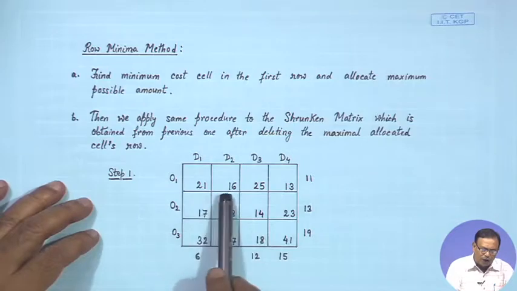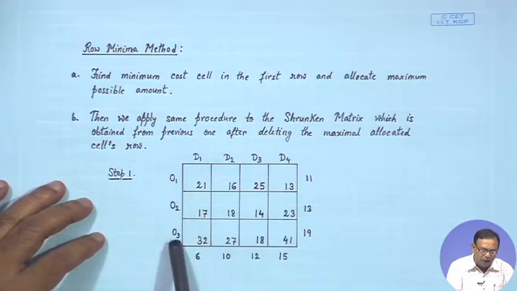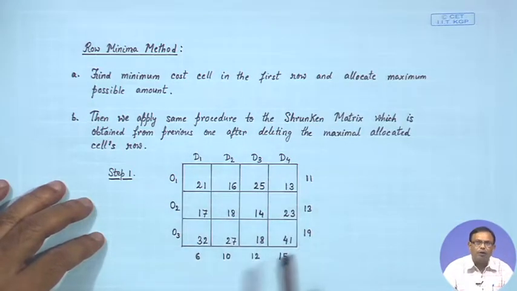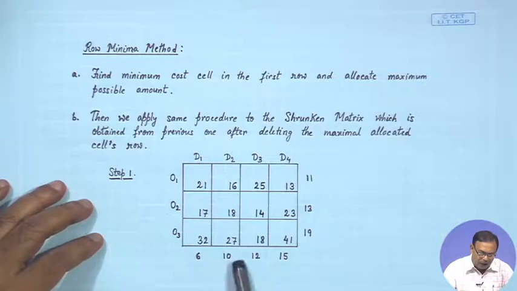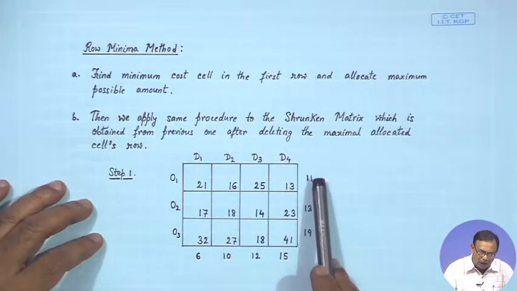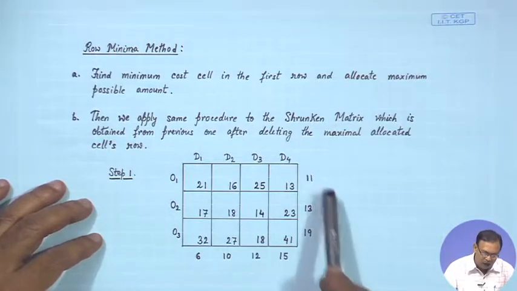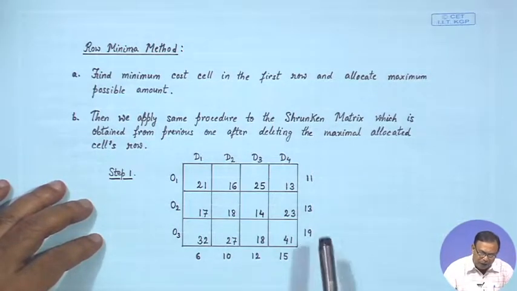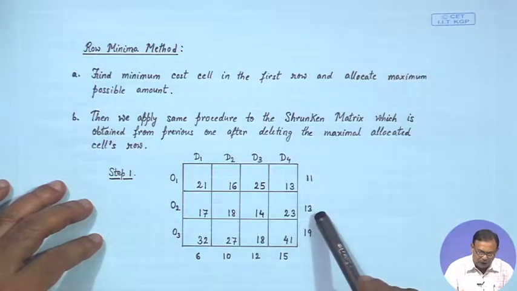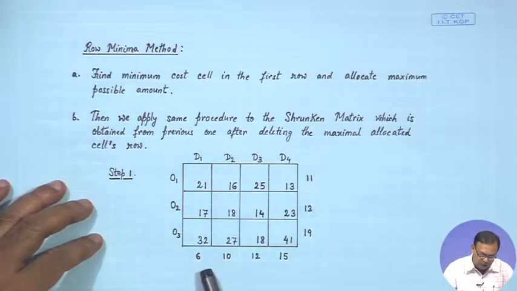We are considering this problem. The costs are given like this. These are the origins O1, O2, O3. These are the destinations D1, D2, D3, D4, and on this side I have the demand and on this side the availability. If you see, the sum of these is 43 here, and here also 12 plus 12 is 24, plus 16 is 28, plus 15 is 43. So, the problem is a balanced problem.